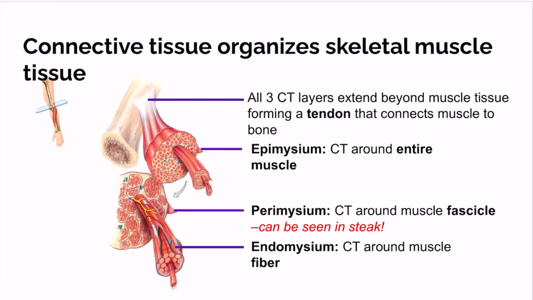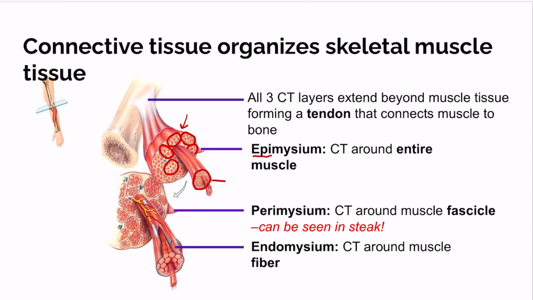So there are 3 connective tissue layers that surround our muscle. So here we have a picture of bone, and here we have a whole muscle. This is a whole muscle. There is a connective tissue layer around the whole muscle called the epimysium. This whole muscle is made out of bundles, and one of these bundles is called a fascicle.